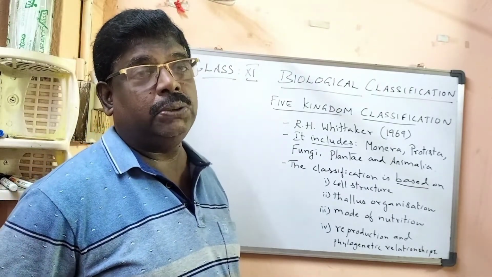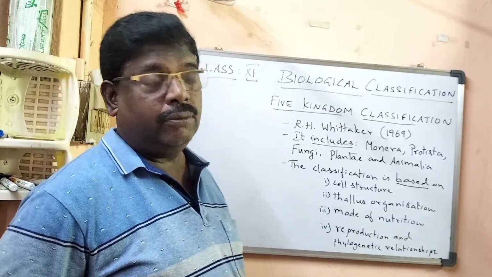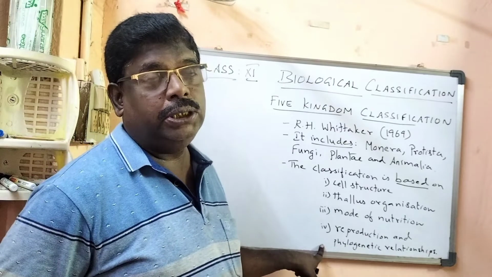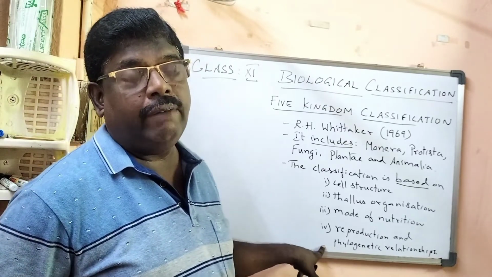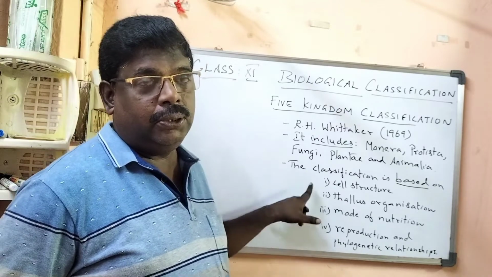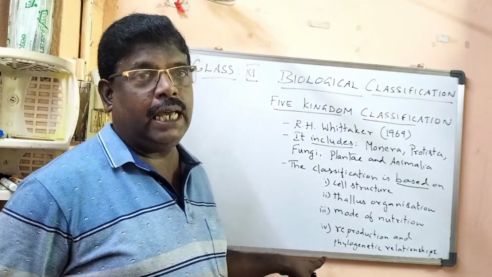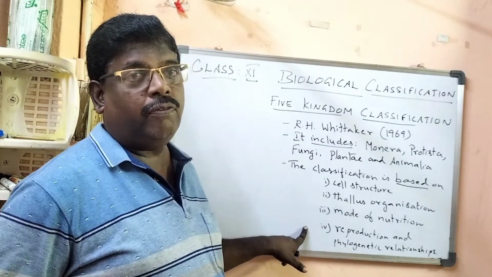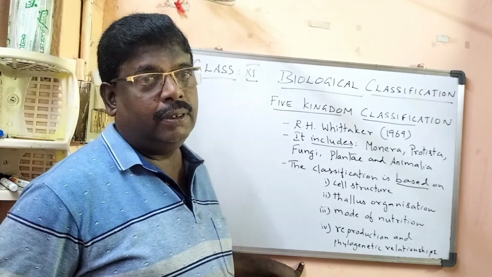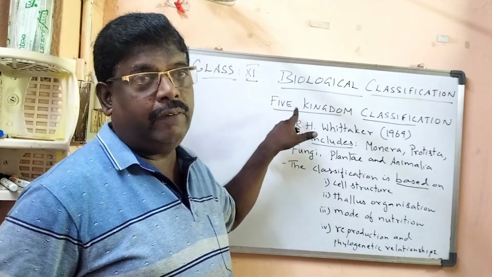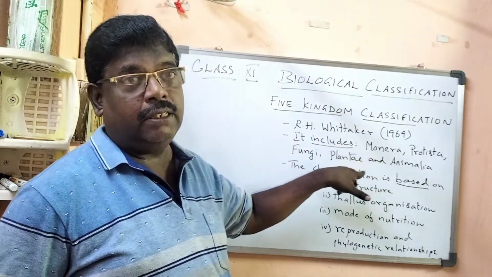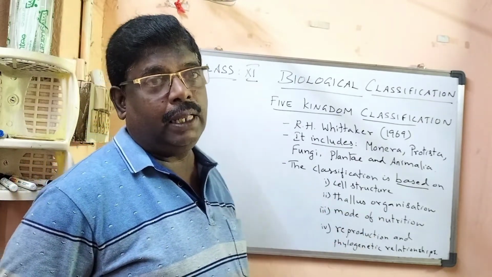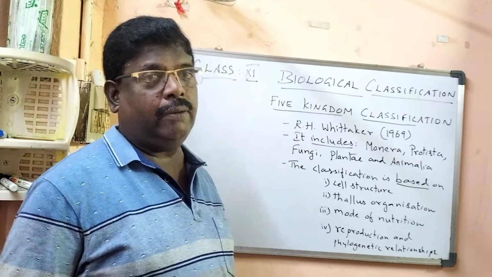Mode of reproduction: whether asexual, sexual, or vegetative. And based on phylogenetic relationship. Phylogenetic means evolution, based on evolutionary sequence. So he took the following four characters for his classification: cell structure, thallus organization, mode of nutrition, phylogenetic relationship. This five kingdom concept was proposed by Whittaker in 1969. His five kingdoms are Monera, Protista, Fungi, Plantae, Animalia. So let us see about kingdom Monera.